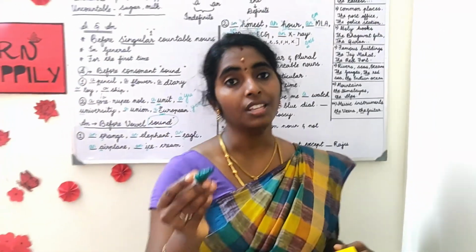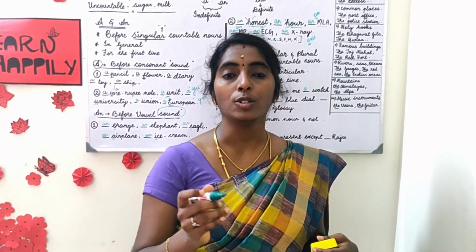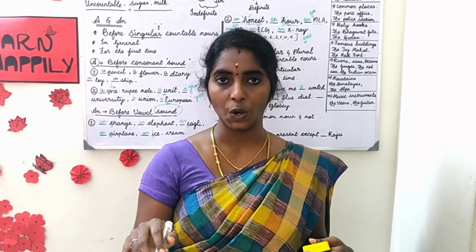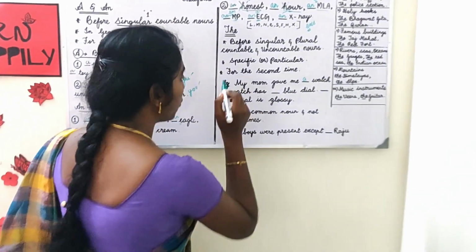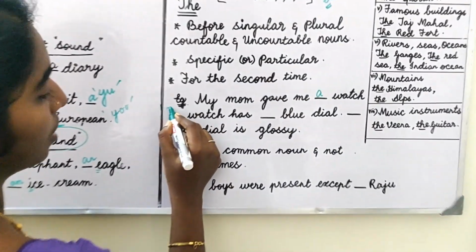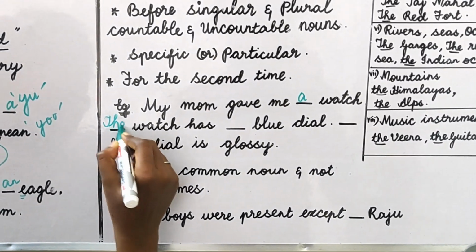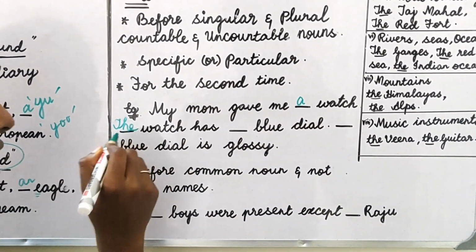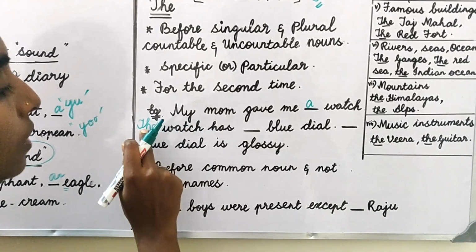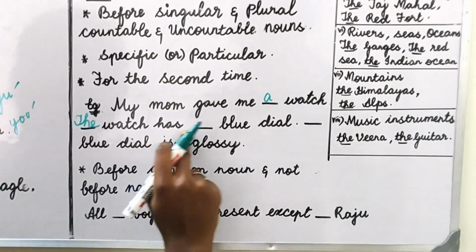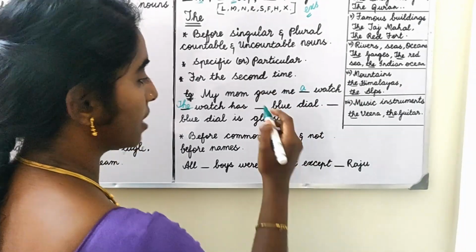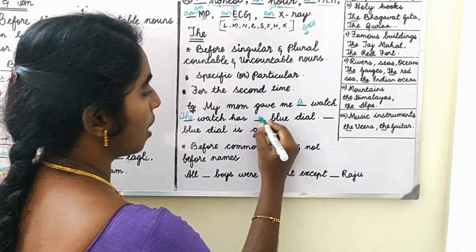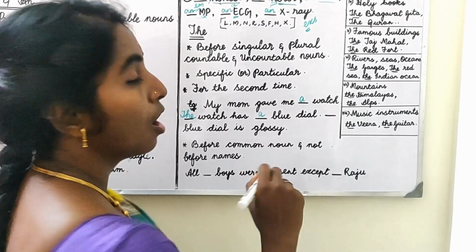Now about the same watch, I am going to speak for the second time. Particularly about that watch I am speaking. See, the watch, that particular watch. So a watch changes into the watch. Okay, the watch has a blue dial, singular, as for the first time we are speaking. The watch has a blue dial.